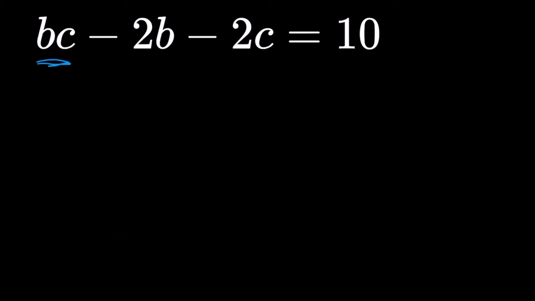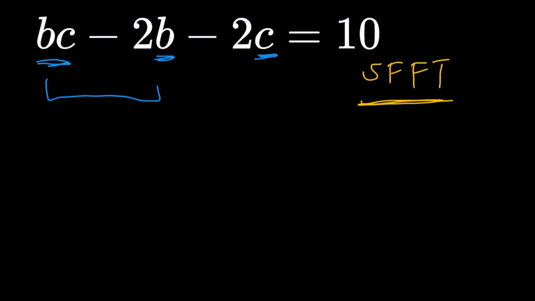Whenever we have a BC term, a B term, and a C term, obviously there could be other possible pairings, maybe X and Y, A and B. But generally, if we see a product of two variables, and then the first variable and the second variable, as seen here, B, C, B, and C, typically we would try to use Simon's Favorite Factoring Trick. And this is basically just factoring by grouping. Now, what do I mean by factoring by grouping here? Well, I could factor a B from the first two terms. So I could have B times C minus 2, right?